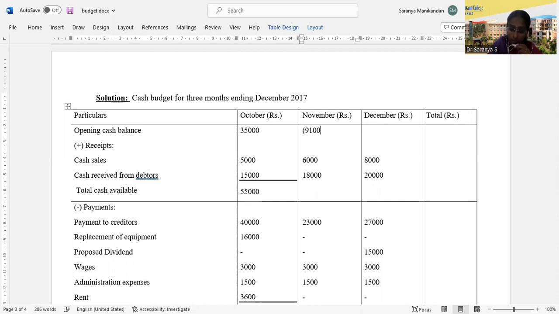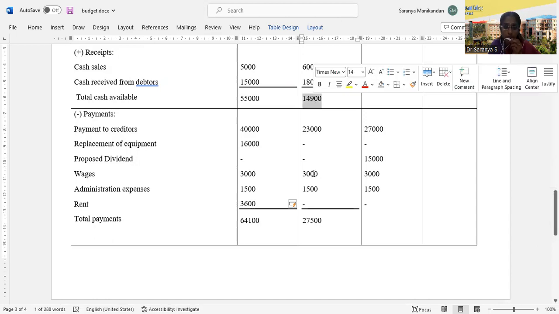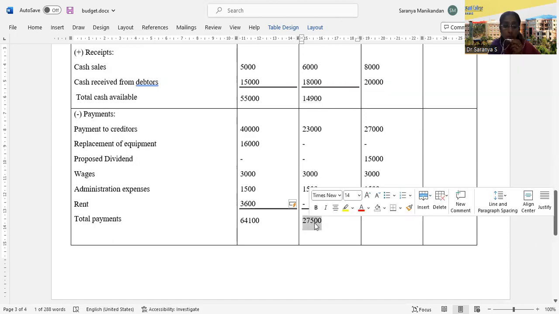So minus 9,100. So when we try to find out the total cash availability, we will get 14,900. So minus 9,100 plus 6,000 plus 18,000, we'll be getting 14,900. And when we try to find out the total payment for the next month, that is November month, we will get 27,500. So when we look at the cash availability, we have only 14,900.